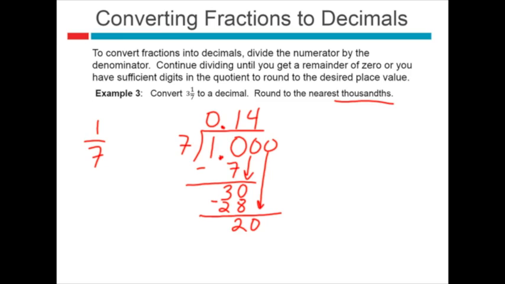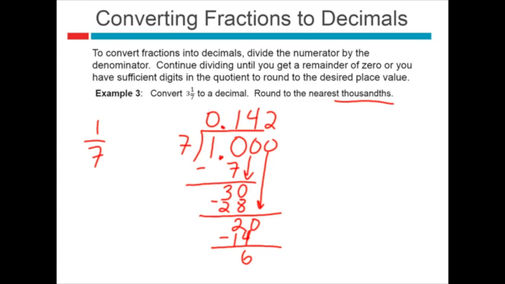7 goes into 20 2 times. 2 times 7 is 14. I subtract, and then I get 6. And you'll see I have up to my thousandths place in my decimal, but I need to go one decimal place further, because if this was a 1, then I would round 0.142 down. But if this next digit was something like an 8, I would have to then round up. So I've got to find out what that next digit is.